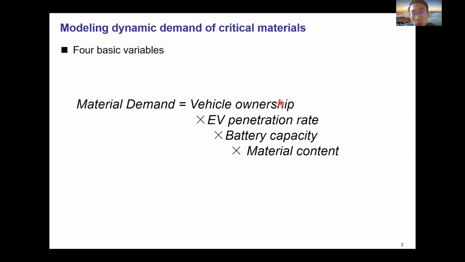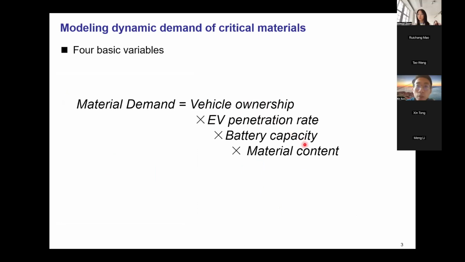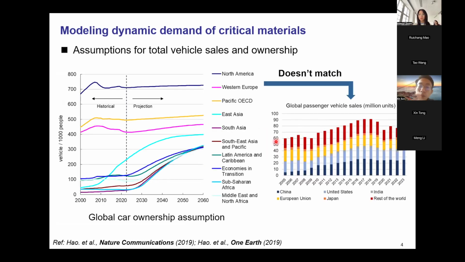For modeling the future demand, there are actually only 4 variables that matter. The first, vehicle ownership: how many vehicles will be on the road? The second, EV penetration: how many vehicles are electrically powered? The third, battery capacity: how big the battery should be on the vehicle. And the fourth, material content of the battery: what kind of material the battery will use. These 4 variables make up the total material demand for the future in the transportation sector. I know you can consider price, population, and GDP, but only these 4 indicators have the greatest uncertainty. So let's look at the first one.